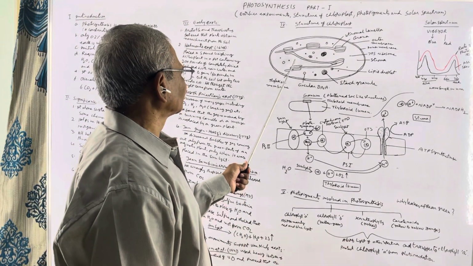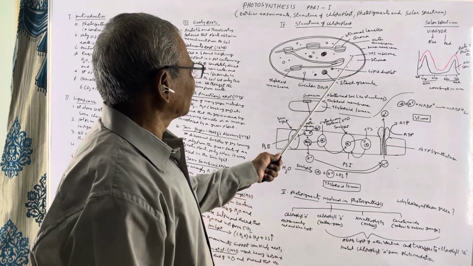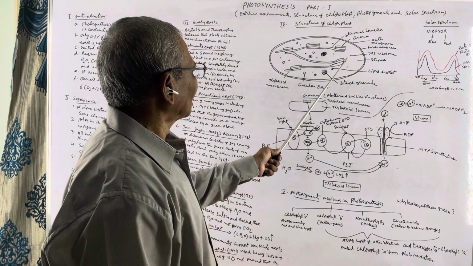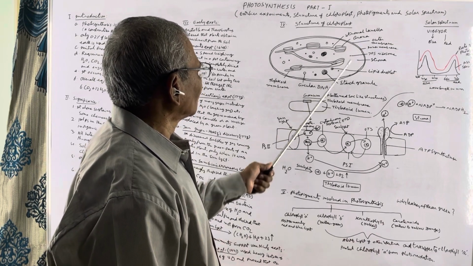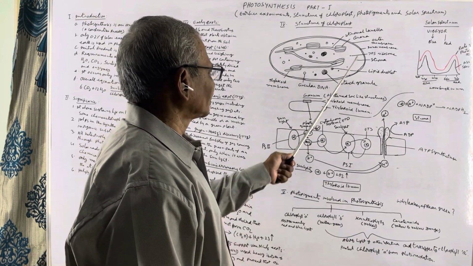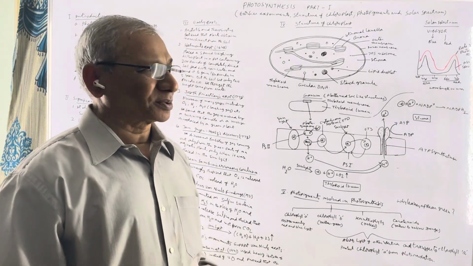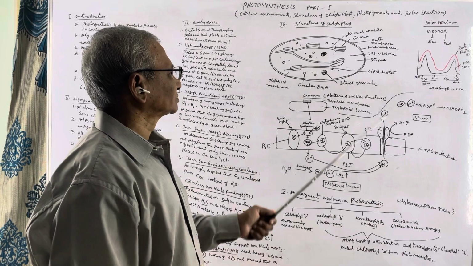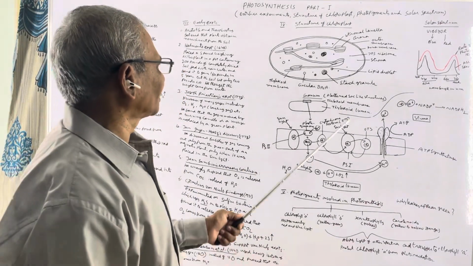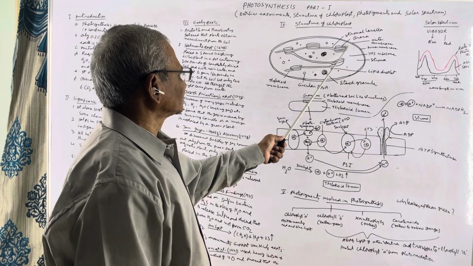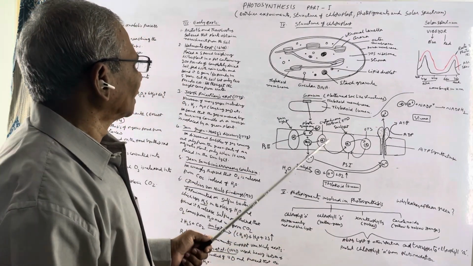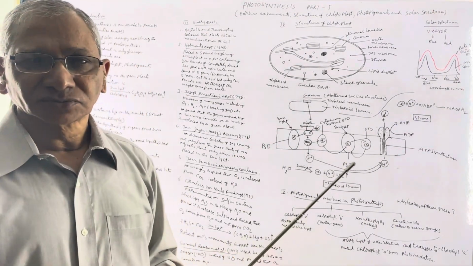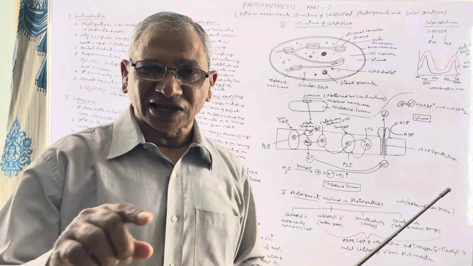Then coming to the chloroplast. This is the chloroplast, a single chloroplast. This is a double membrane, outer and inner membranes. The chloroplast contains stroma. The fluid present in the chloroplast is called stroma. Inside the stroma we find membranous structures present in the form of grana. These grana are made of thylakoid membranes. Thylakoid membranes are closed sac-like structures.